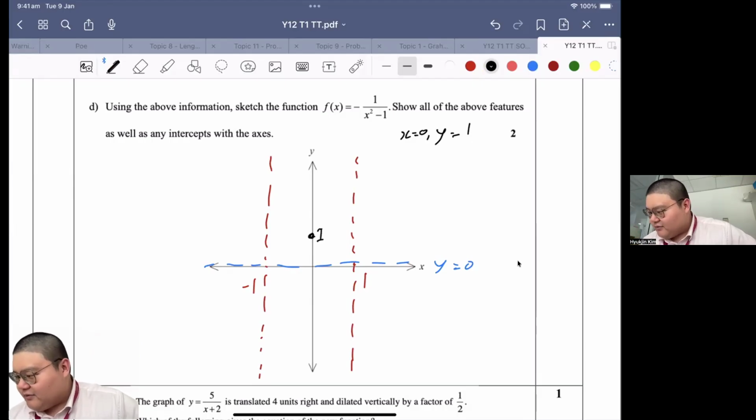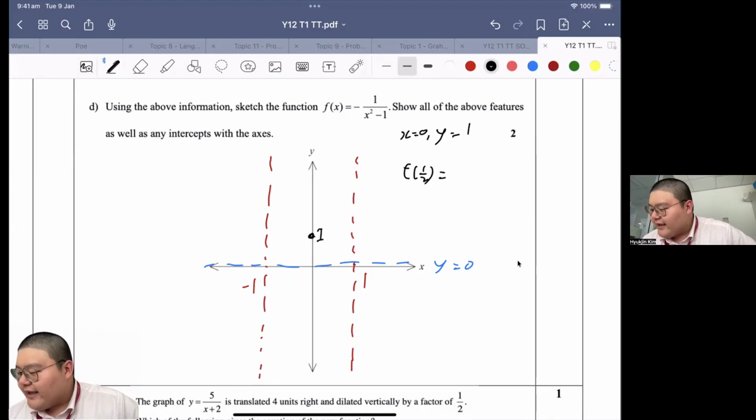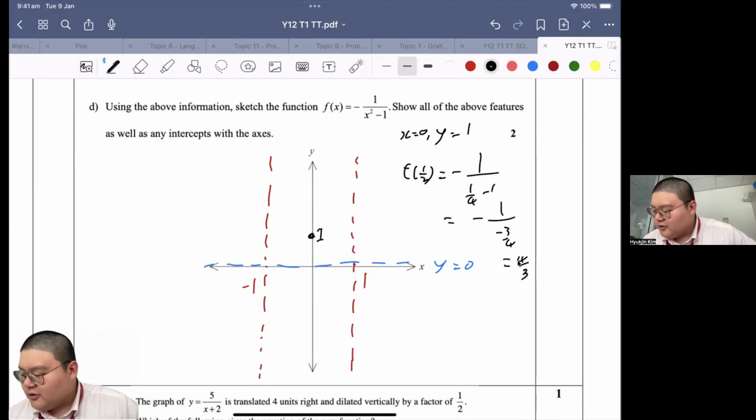And now I just say, you know what? There's a negative 1 and 1. Let's just pick a point between 0 and 1. Pick a half. F of half becomes negative 1 over 1 quarter minus 1, which is negative 1 over negative 3 quarters, which is 4 over 3, which is a little bit bigger.